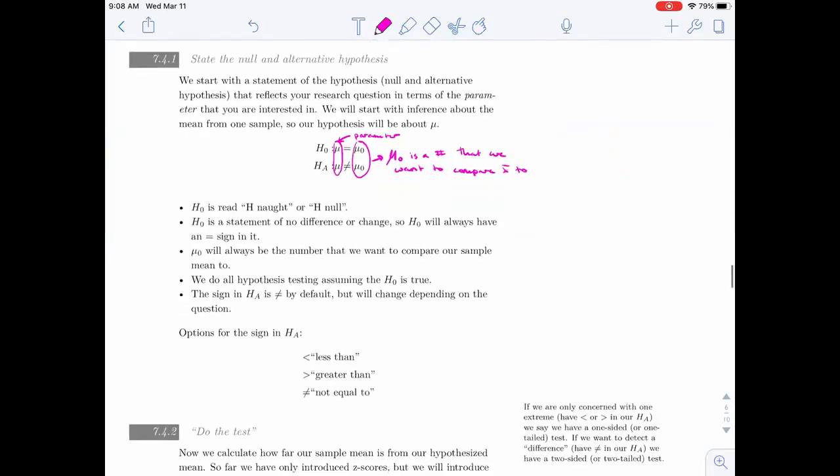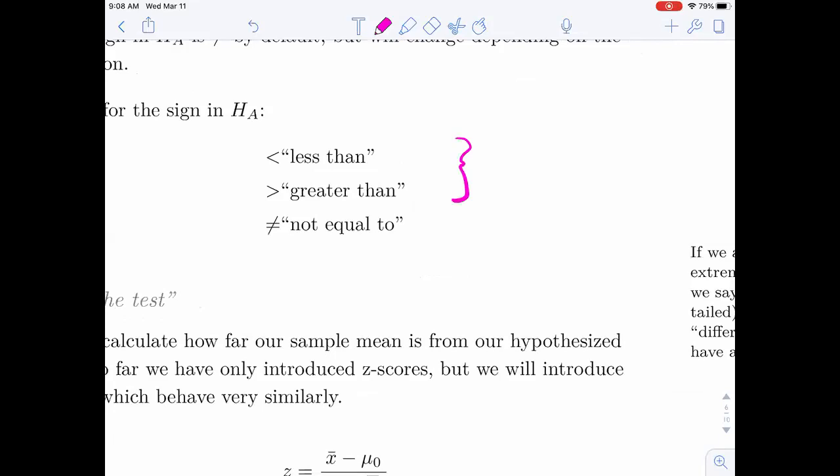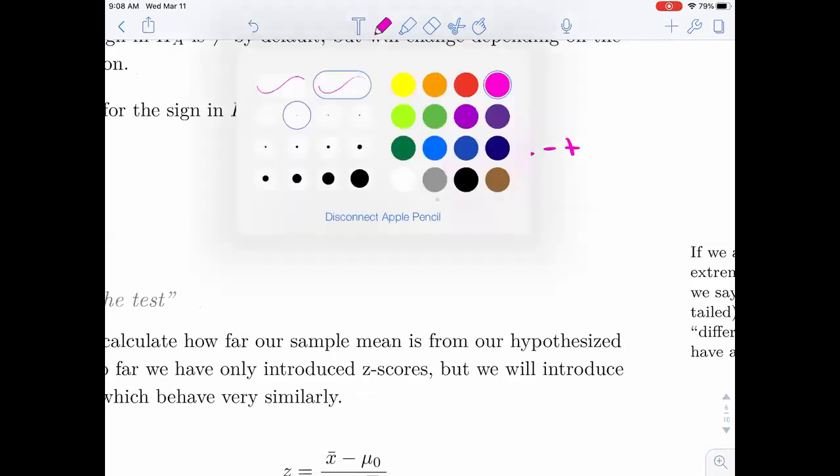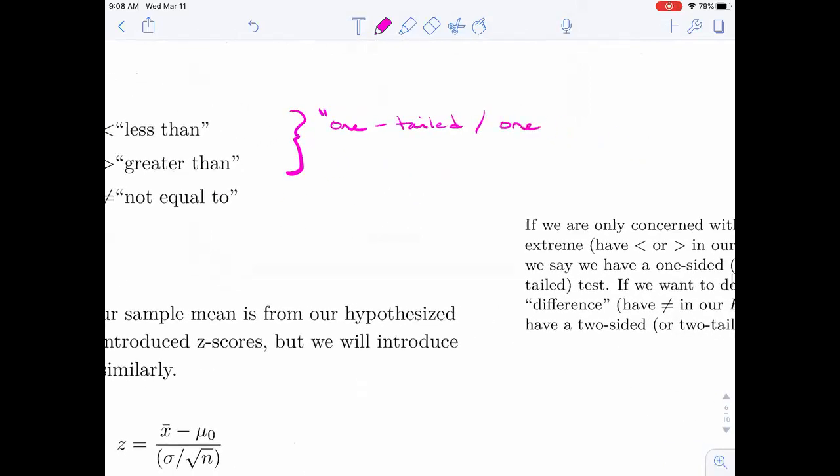If we want to get specific, then we've got options for the sign. We can use less than or greater than or just not equal to. With less than or greater than, I'm only concerned with one tail or one side. So let's make a little note that less than or greater than are called one-tailed or one-sided tests, because I only care about one extreme.